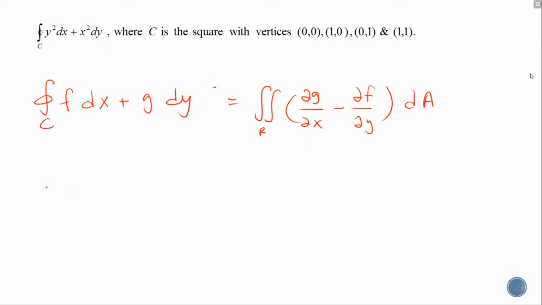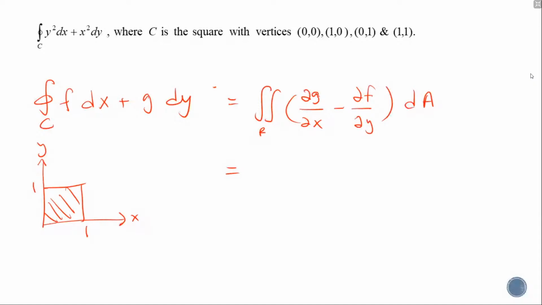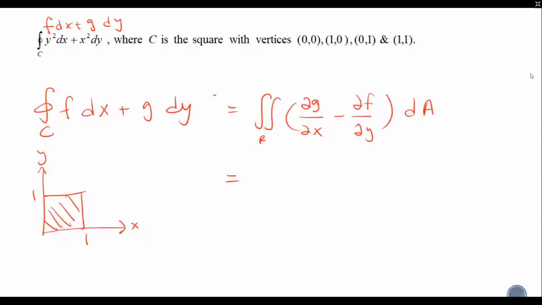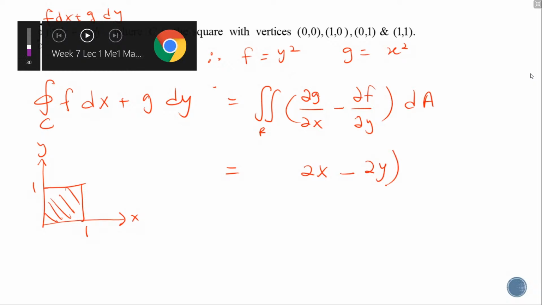Now if you look back at our area previously, this is our x, this is our y. You just substitute here. This is your f dx plus g dy. So that means f is y squared, g is x squared. So differentiate g with respect to x, you get 2x, minus differentiate f with respect to y, you get 2y.